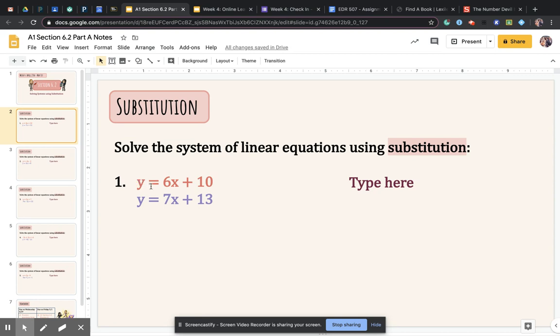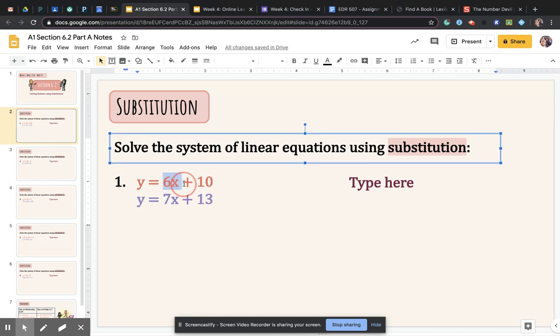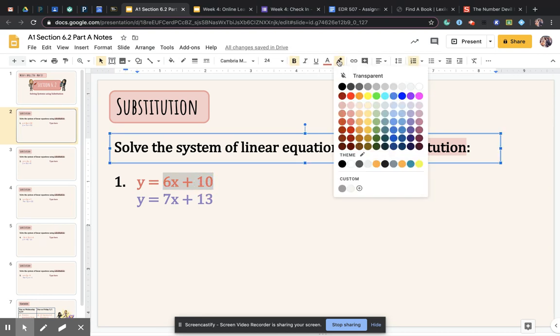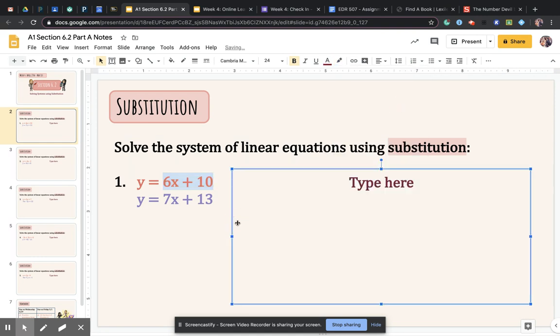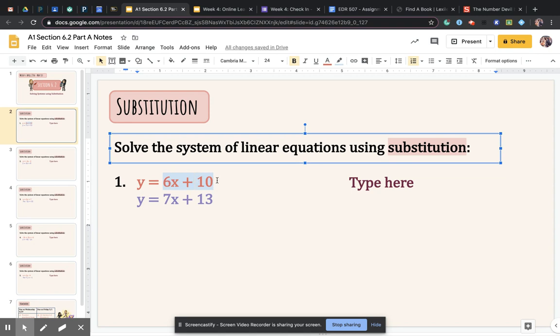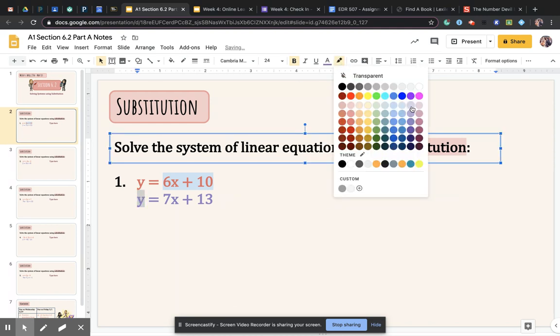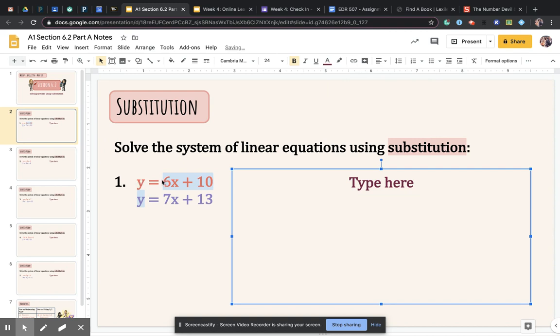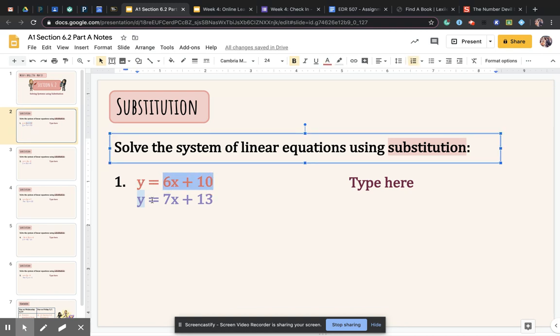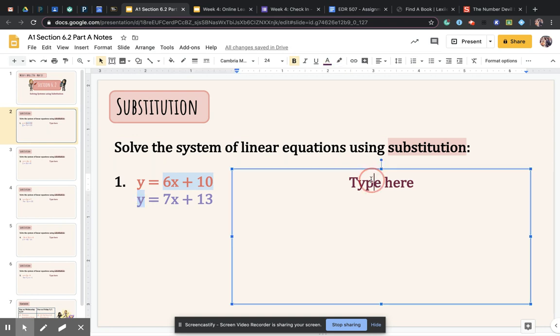We have y is equal to 6x plus 10 and y is equal to 7x plus 13. Using substitution, we are going to take the value of one of these. In this case, I'll take the 6x plus 10 and highlight that in blue. We're going to take this value and plug it in for y in the other equation. Both of them are equal to y, so I'm going to take this part and substitute it here. What would that look like?